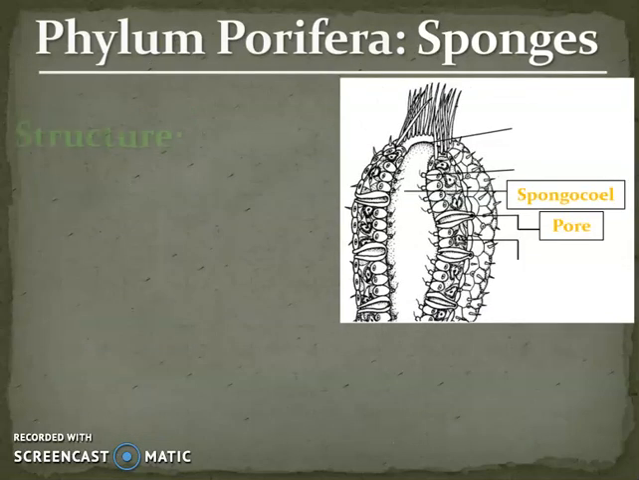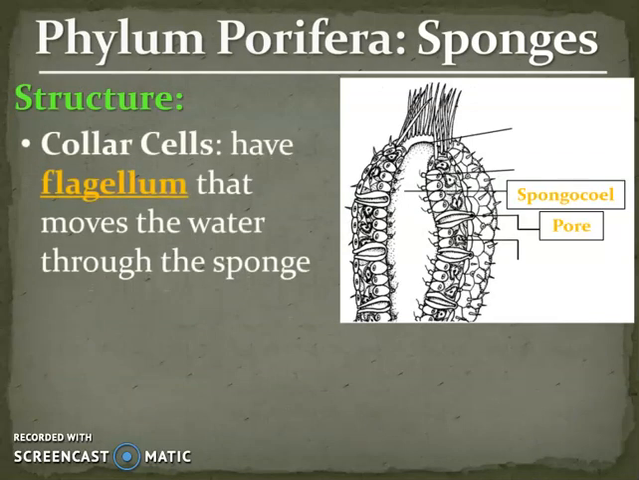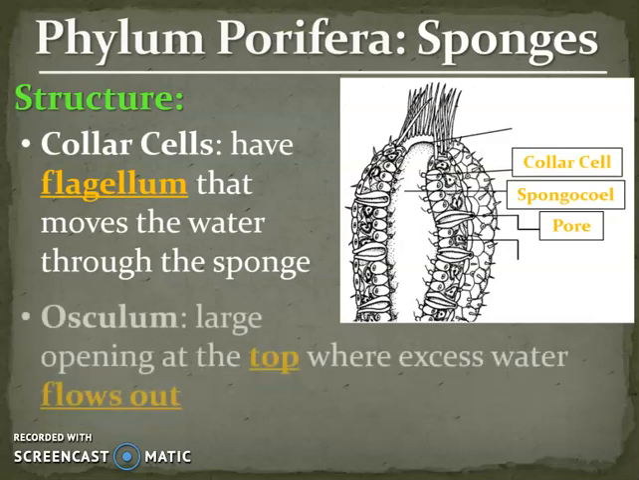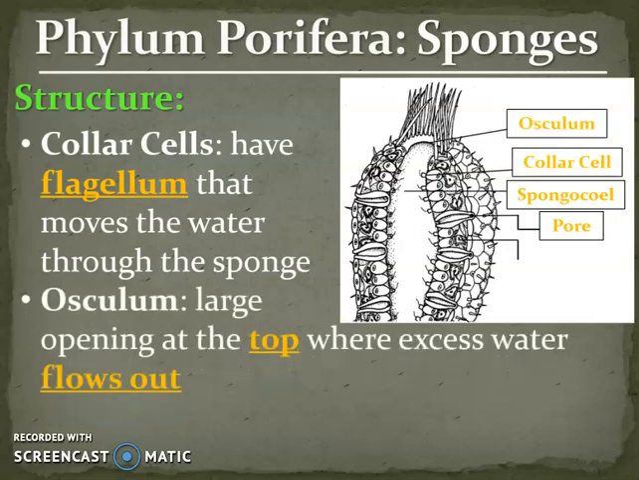To get into the pore, it has to go through the collar cells. And these collar cells have flagella. We learned about them in our protist unit. The flagella are those whip-like tails, and they're going to move the water through the sponge from the pore into the spongiocele, through the spongiocele, and then eventually out the top or out the osculum.